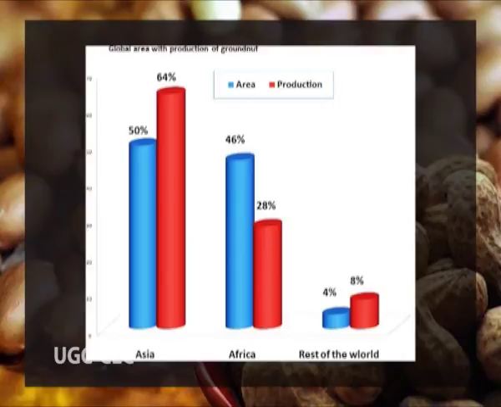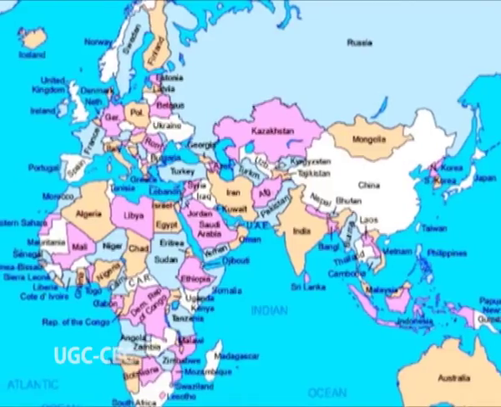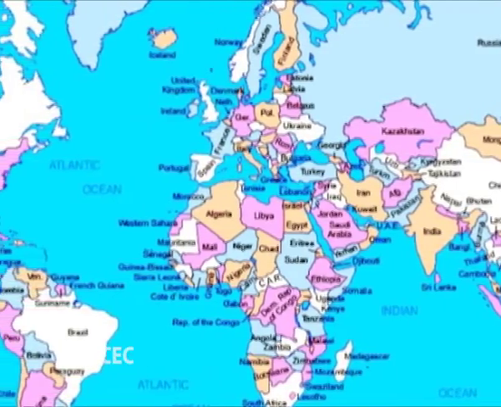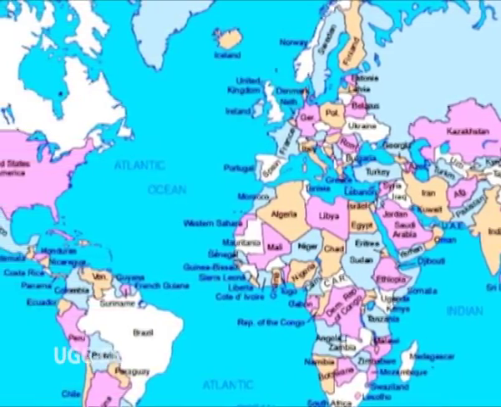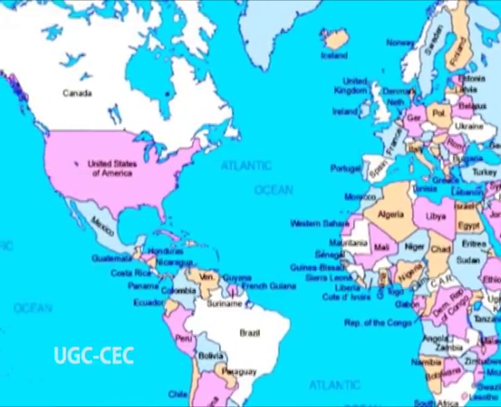Between 2000 and 2009, the annual global production increased marginally by 0.4%, the area increased by 0.3% and yield by 0.1%. The major groundnut producing countries of the world are China, India, Nigeria, Senegal, Sudan, Burma and the United States. These countries account for about 70% of the global production of the groundnut.